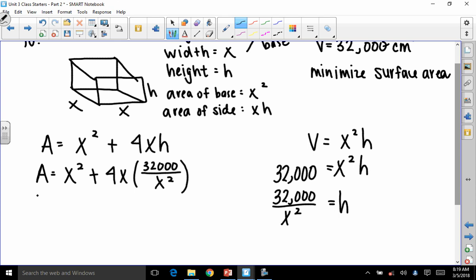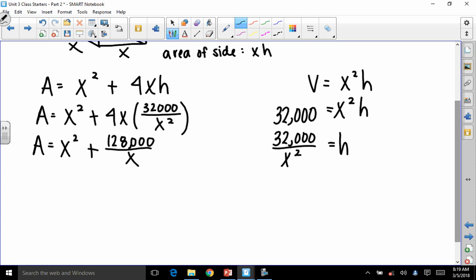Can we simplify that? I hope so. What's 4 times 32,000? 128,000. And then if you have X on the top and X squared on the bottom, you really just have what? An X on the bottom. Okay? So now we have a function for our surface area in terms of the length of that base, yes? Okay? So now we can actually talk about the minimum value of this function, yes? Because it's a function written in terms of one variable.